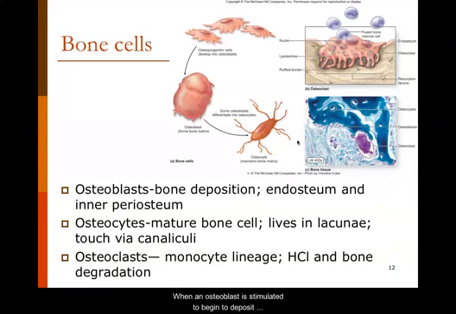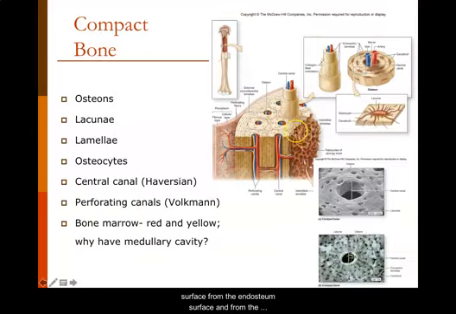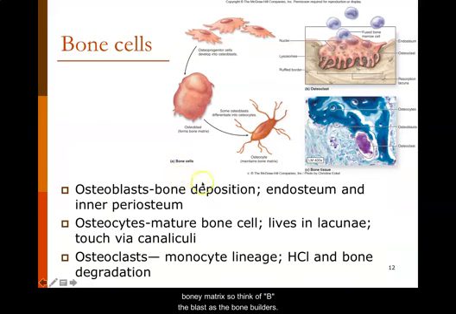When an osteoblast is stimulated to begin to deposit and build new bone, it does so by building bone from its surface, from the endosteum surface and from the periosteum surface. So bone will continue to get thicker and thicker and thicker as the osteoblasts lay down new bony matrix. So think of B, the blast, as the bone builders. Now, osteoclasts are a different type of bone cell. They are not at all related to osteoblasts and osteocytes. Osteoblasts will actually mature and become an osteocyte as soon as it begins to lay bony matrix and traps itself in a lacuna. Osteoclasts are a completely different cell type altogether.